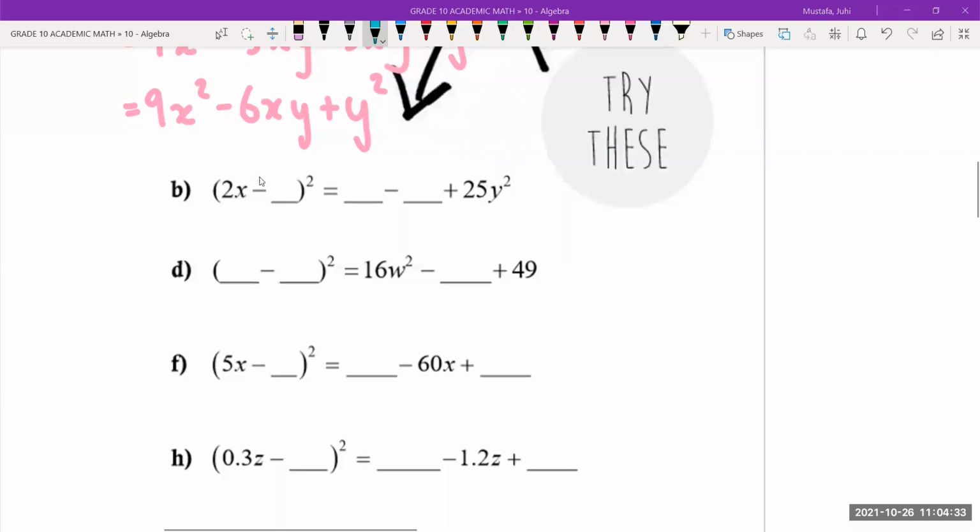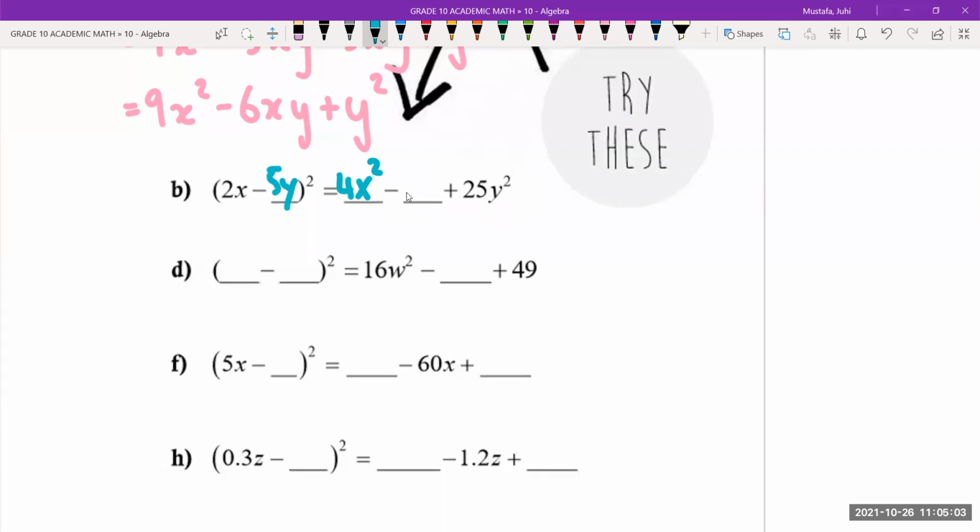So let's look at this. They've given you the first number here. It's a 2x. 2x times 2x will give us 4x squared. Now we're working backwards. They've given you 25y squared. So basically, what two numbers did you have to multiply over here to get 25y squared? It's the same as before. Yeah, so this has to be a 5y.